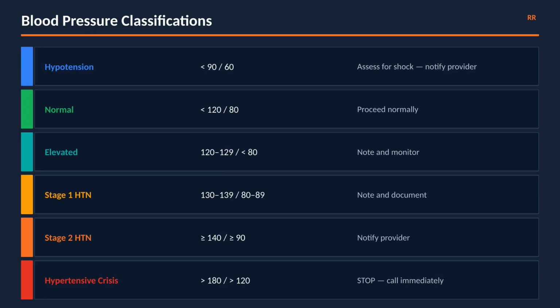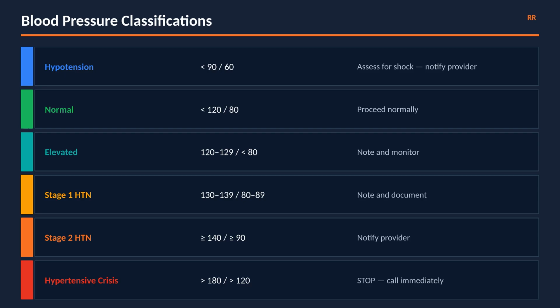Blood pressure classifications are a high-yield registry topic, from lowest to highest. Hypotension below 90/60. Assess for shock. Notify the provider immediately. Normal, below 120/80. Proceed. Elevated, 120 to 129 over less than 80. Note and monitor. Stage 1 hypertension, 130 to 139/80 to 89. Document. Stage 2, 140 or above over 90 or above.